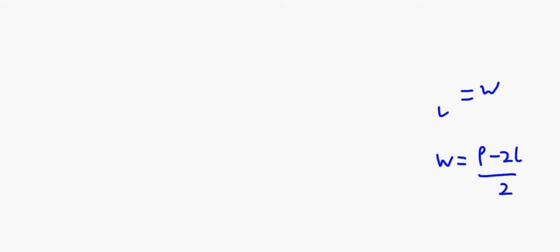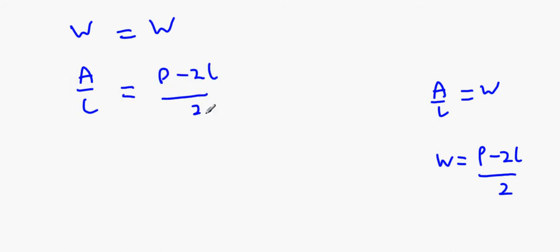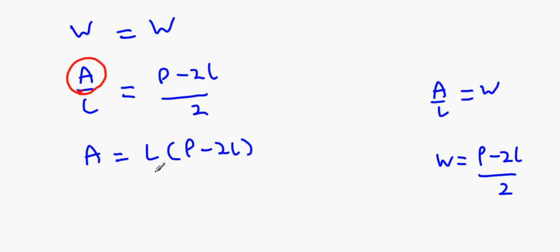So what we're going to get here is, you can just put W equals W, so width should equal width, which means A over L equals P minus 2L over 2. And what we just want is A on its own. The only thing stopping A being on its own is the division by L. And this means if we want to get rid of the L, it must be multiplied on the other side. So it's going to be L into P minus 2L divided by 2. Therefore, A is going to be equal to LP minus 2L squared over 2.